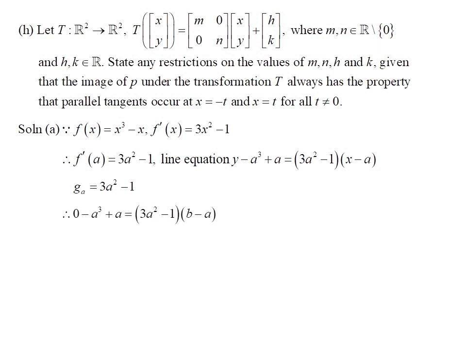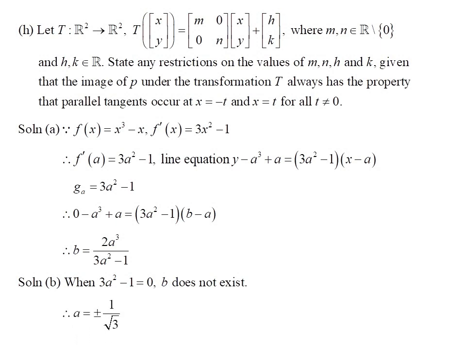Substituting the coordinate (b, 0) into the line equation gives b equals 2a cubed over 3a squared minus 1. Part B is to find the values of a for which b does not exist. According to part A, when 3a squared minus 1 equals 0, b does not exist. So when a equals plus or minus 1 over square root 3, b does not exist.